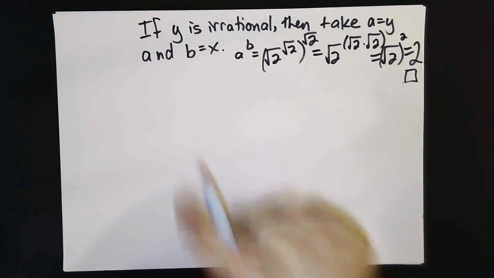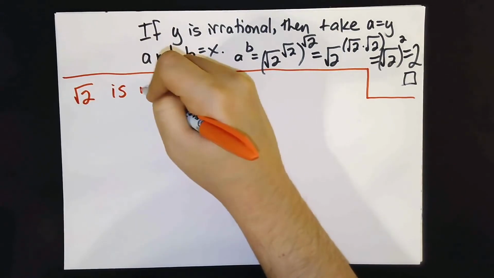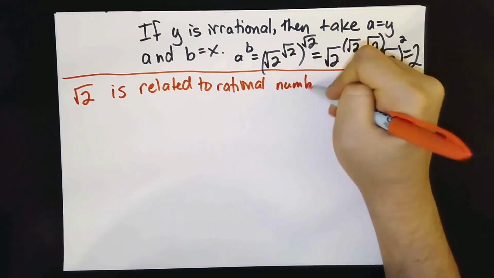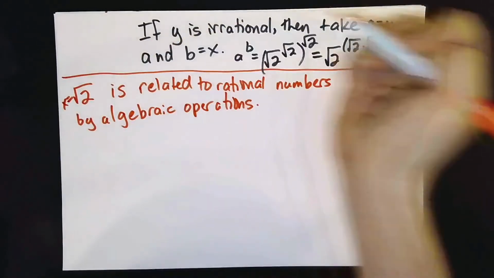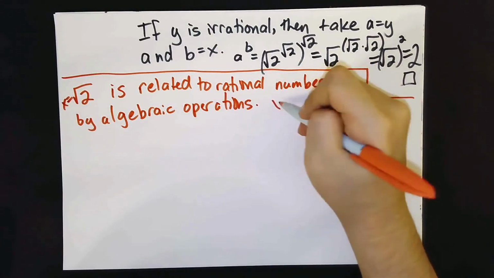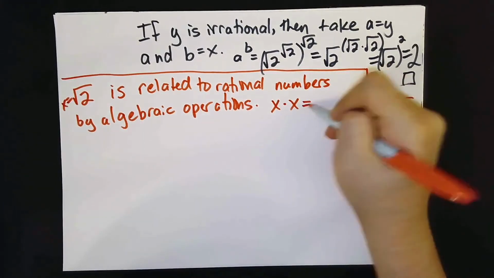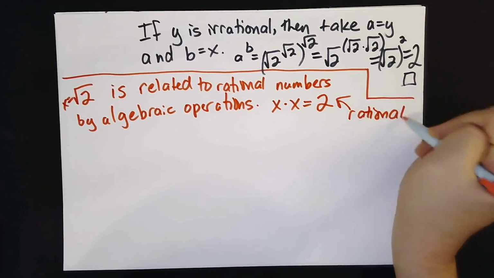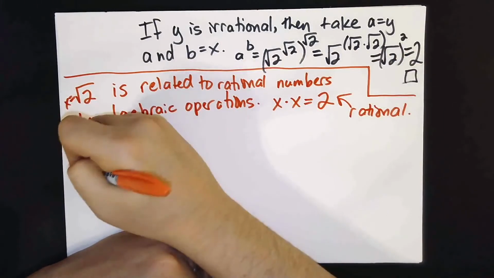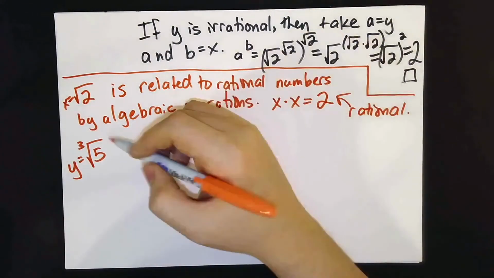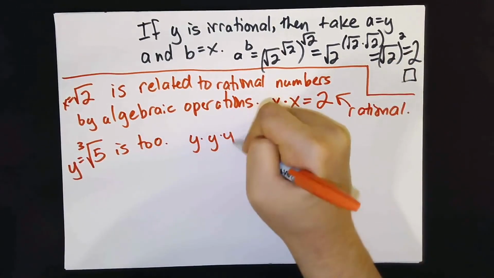So, last up, I want to note that the square root of 2 is not sort of as irrational as it's possible to be. And the way I'm going to say that is that this is related to rational numbers by algebraic operations. And all I mean by that is that if you take x to be square root of 2, then if you take x and multiply it by itself, multiplication being an algebraic operation, then you get 2, and this is rational. Likewise, if you took something like the cube root of 5, this similarly is related to the rational numbers by algebraic operations, because y times y times y is 5.